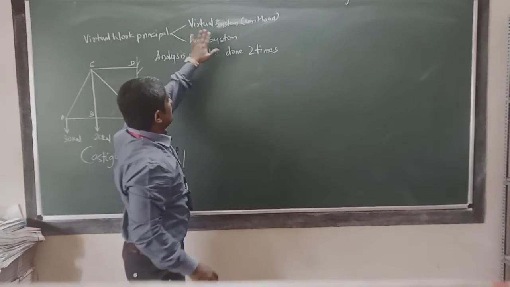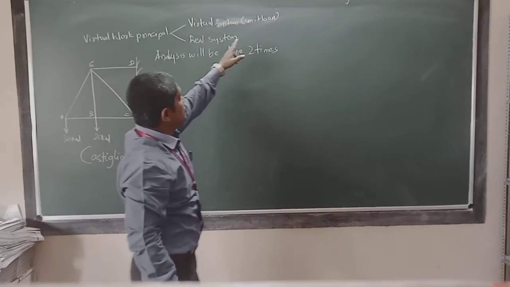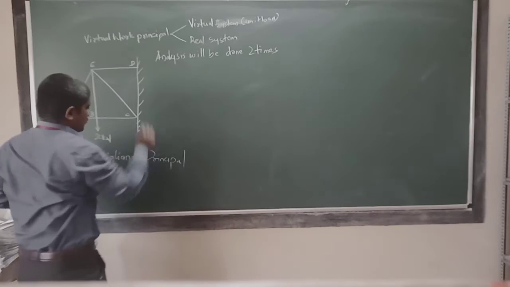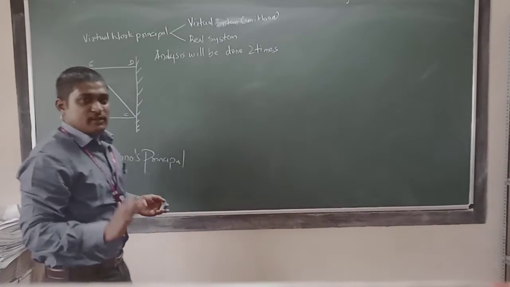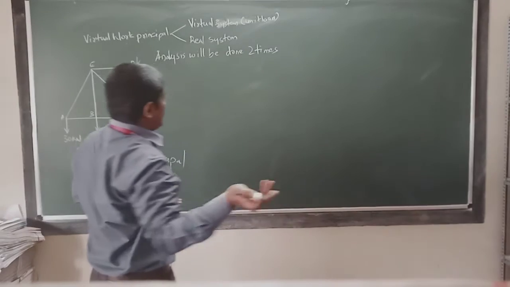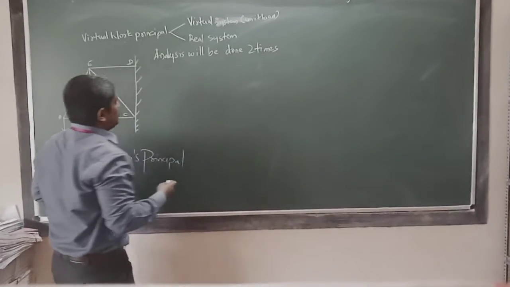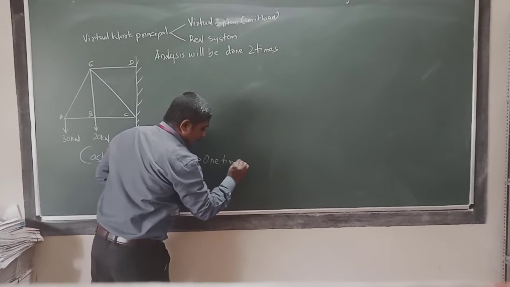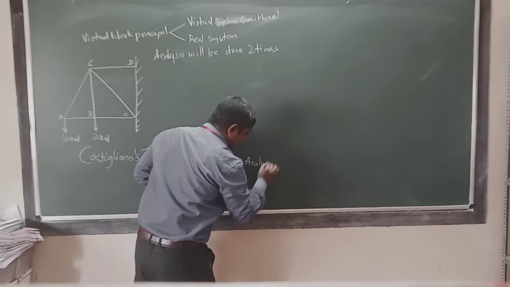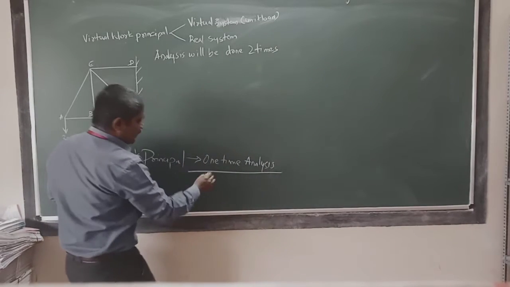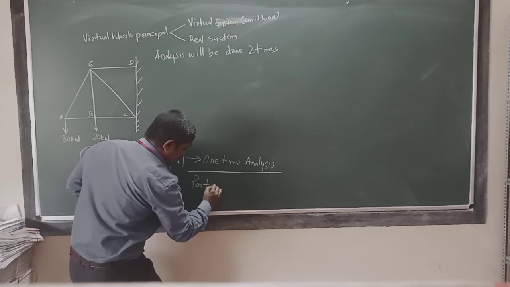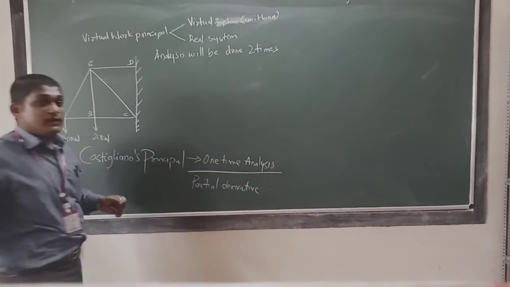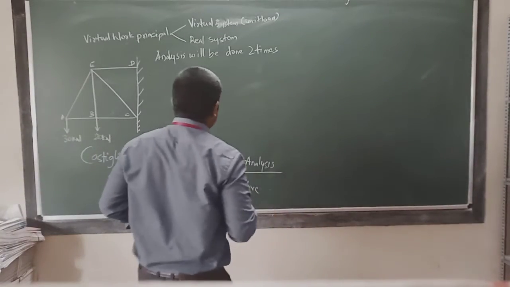So by taking once in the virtual system we used to take one imaginary load as a unit load, 1 kilonewton, and we used to apply it where we want to calculate the difference. So both these methods are made to calculate the deformations. Deformations may be in terms of displacement, may be in terms of deflection. Okay, now here we are going to do only one time analysis. The difference is here we are using partial derivative.